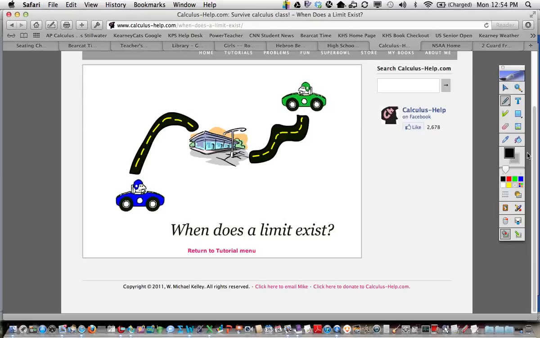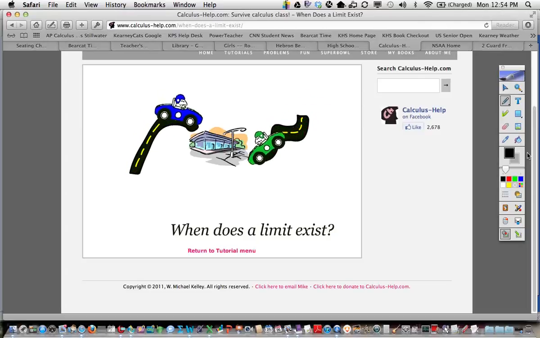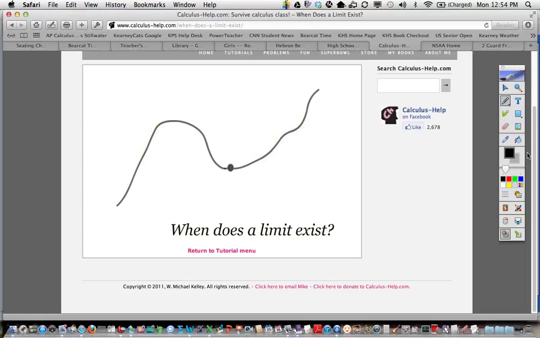If you travel towards the diner from the right, or east, and they travel towards the diner from the left, you should meet up in the same place. Mathematically, this is basically what a limit is. A limit exists if you travel along a function from the left side and from the right side towards some specific value of x. As long as that function meets in the middle, as long as you arrive at the diner, as long as the heights from the right and the left are the same, then the limit exists.